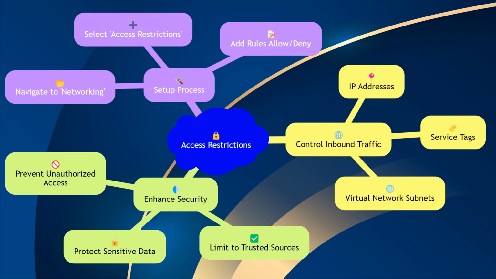Access restrictions allow you to define rules that control inbound traffic to your app service. These rules can be based on IP addresses, service tags, or virtual network subnets. By configuring access restrictions, you can limit access to your app to only trusted sources, enhancing security. To set up access restrictions, navigate to the Networking section of your app service and select Access Restrictions. Add rules to allow or deny traffic based on your requirements. This feature is particularly useful for preventing unauthorized access and protecting sensitive data.